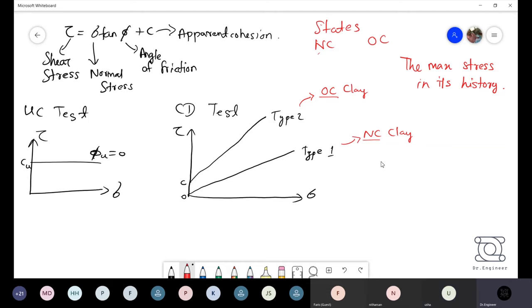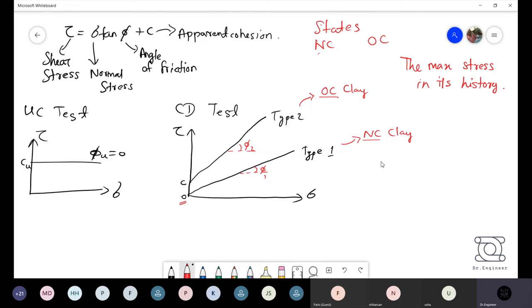So still here the difference is, if you see, the angle is not much of an issue, right? Here, one has an angle phi 1, and another one has another angle phi 2, right? This is due to their different degrees of consolidation. So don't worry about this angle. Here the major debate is in this zero, right?